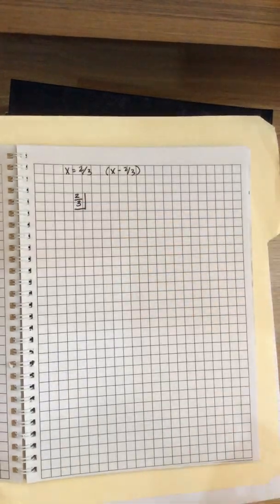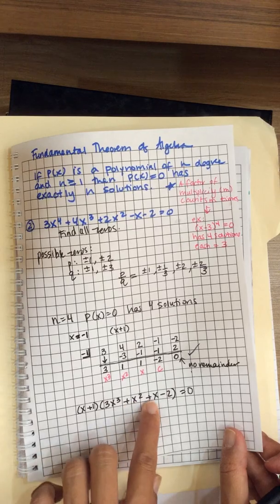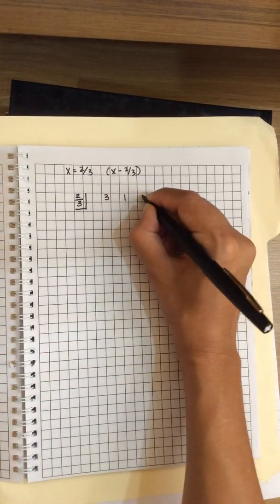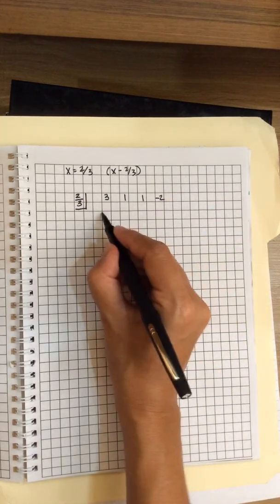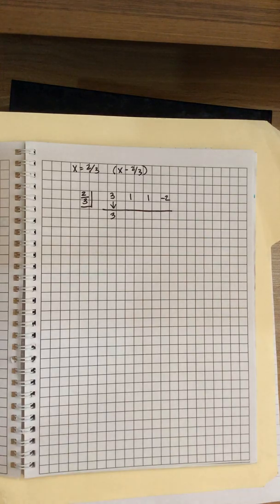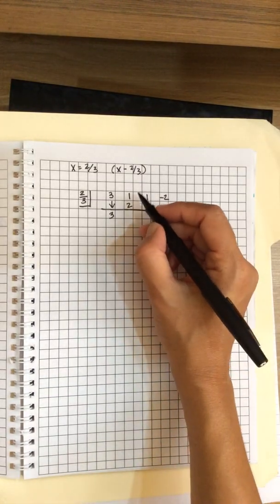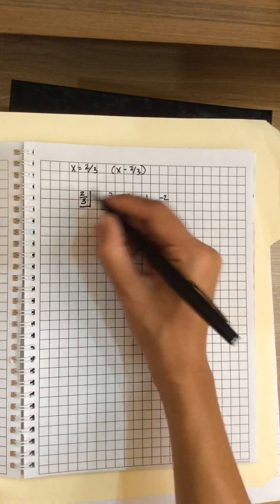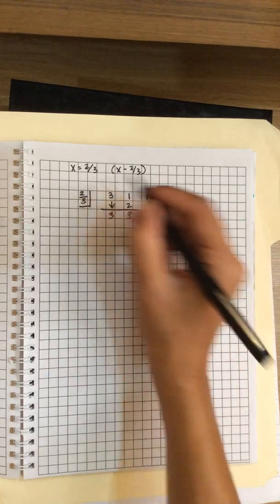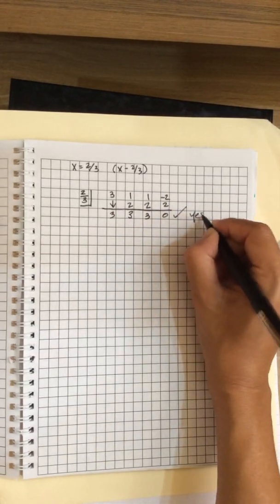2/3 is going to go here. And now I'm just going to write the coefficients of what was here. A 3, a 1, a 1, and a -2. Okay, so bring down that 3. 3 times 2/3 is 2. We got rid of that fraction. That's nice. 1 plus 2 is 3. 3 times 2/3 is 2. 1 plus 2 is 3. 3 times 2/3 is 2. That's 0. Yes, we found another zero.